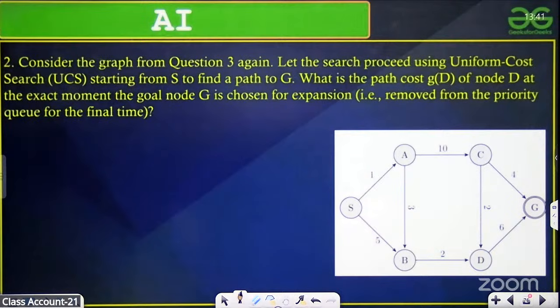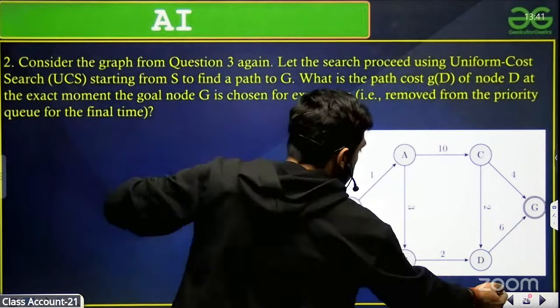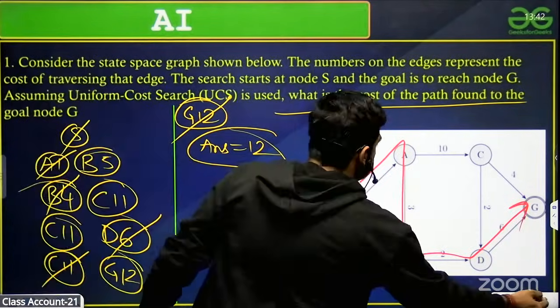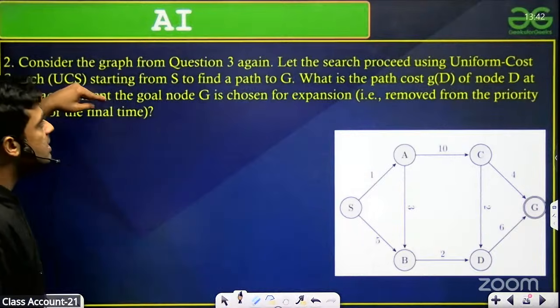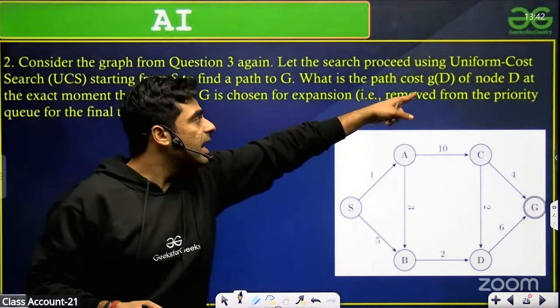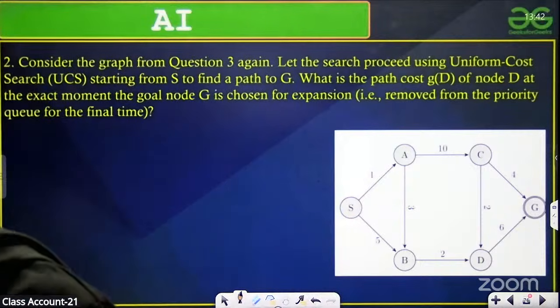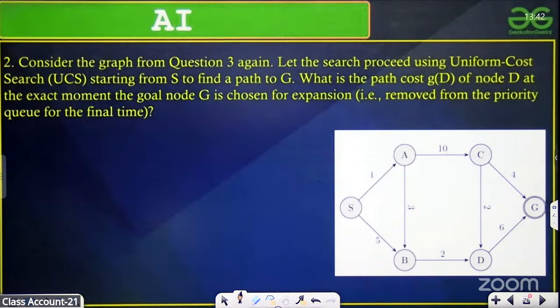Yes, you have done this yesterday, but that question was a bit different. This was the question. But here he asks what is the path cost at node D. You don't have to find it at G, right?